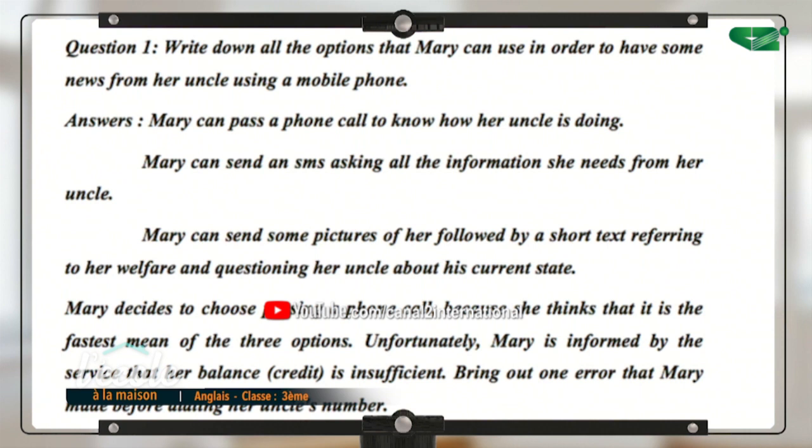Now, the third possibility or option: Mary can send some pictures of her followed by a short text referring to her welfare and questioning her uncle about his current state. Let us explain a bit, because that is a kind of reading.